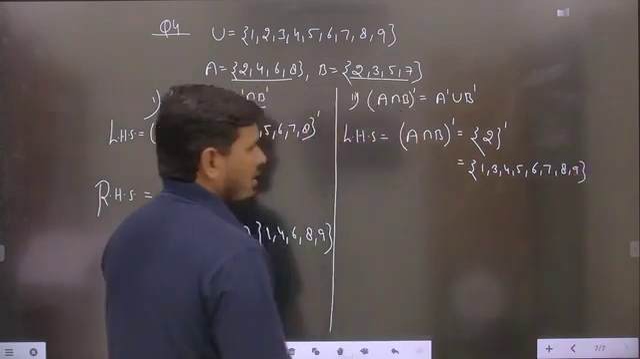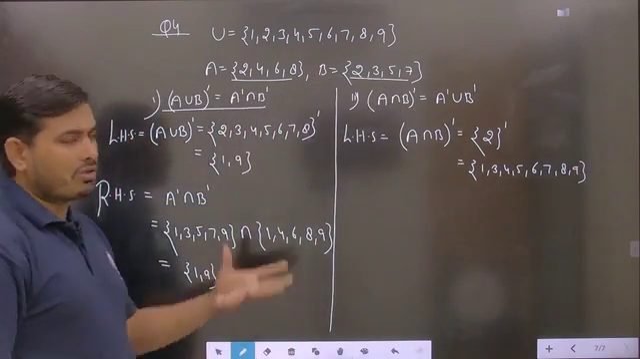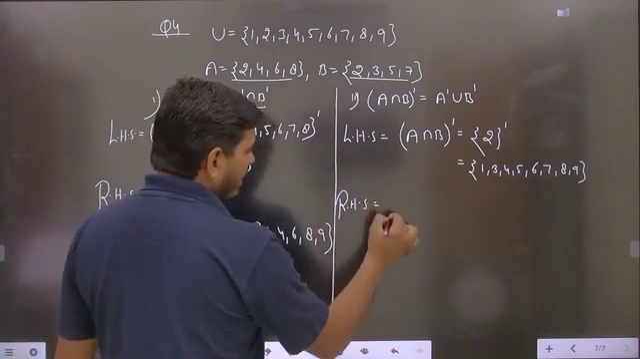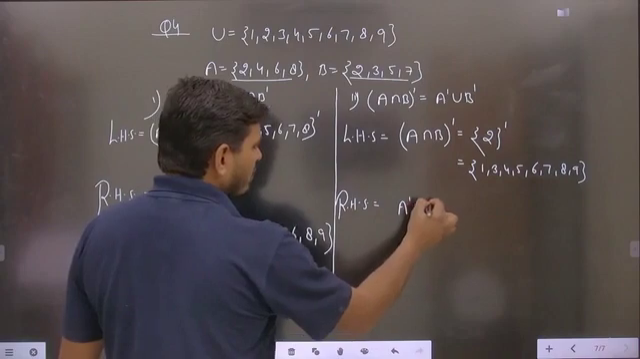We have to write this result. Is that to be clear? A very simple calculation is to be there. Now the next, right hand side, if we have to calculate, then right hand side is to be written as A dash union B dash.